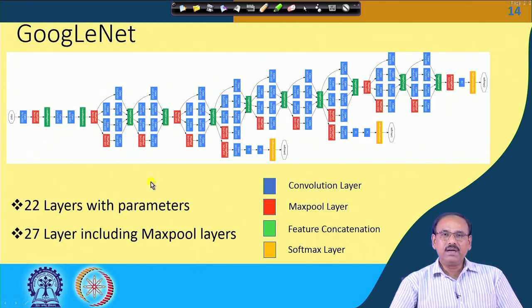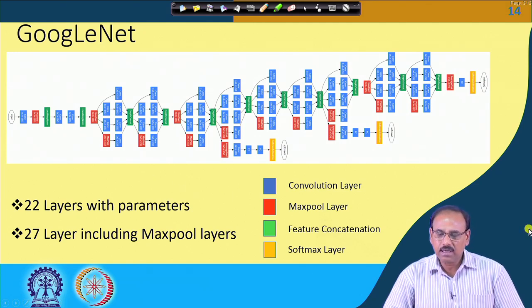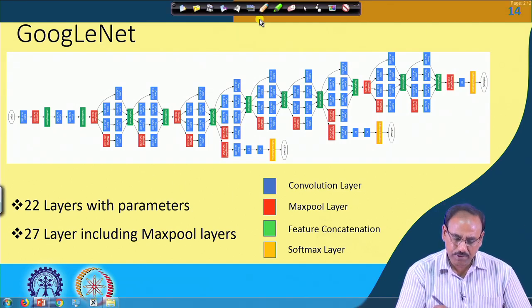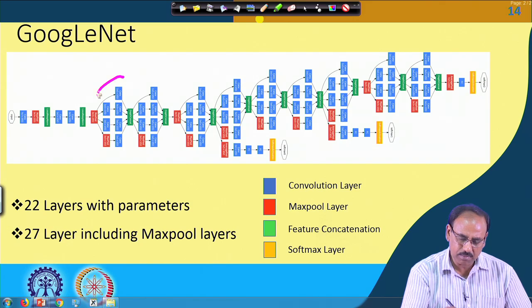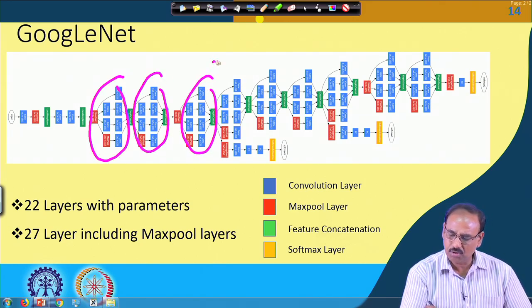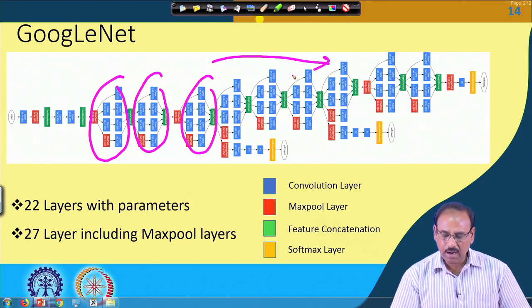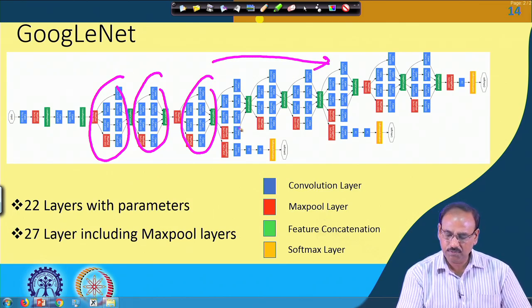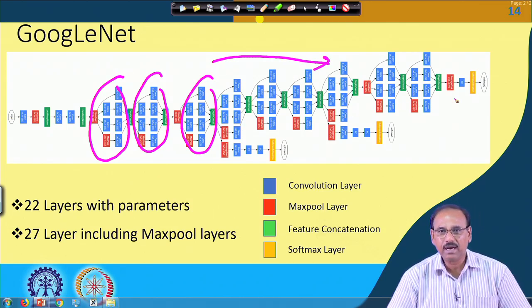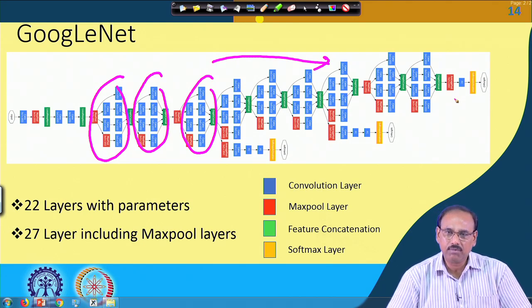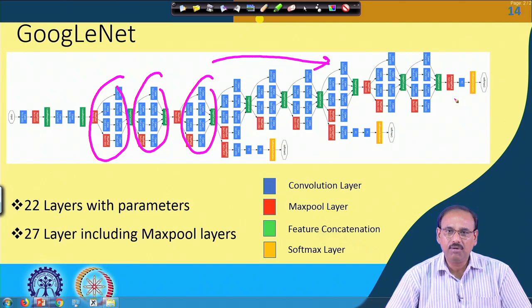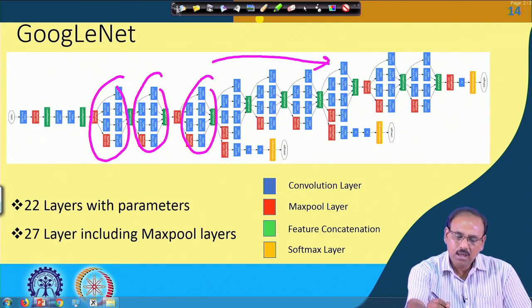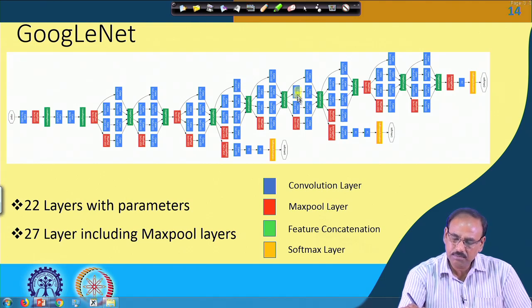And if you look inside the GoogleNet architecture, you find that there are a number of units which are almost repetitive. For example, this is one unit, this is another unit, this is another unit, and so on. There are 9 such units in the Google network, and these units are almost identical. These units are called inception units. So let us proceed further.